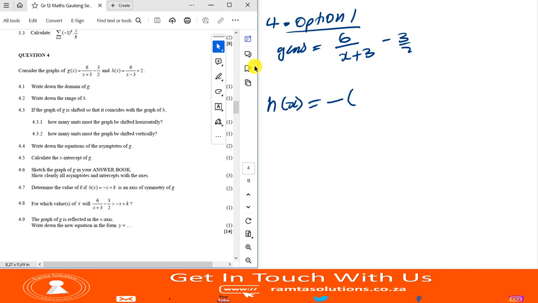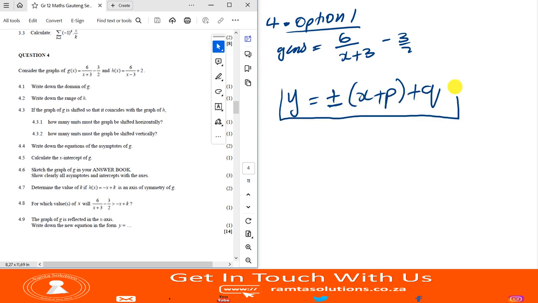Let me show you. Or maybe let me give you a background on this. So generally we will say y is equal to plus minus, open bracket, x plus p close, plus q. Okay, generally this is how we find your axis of symmetry. Now, if they are looking for the one with a negative slope, just like in this question, you do this.